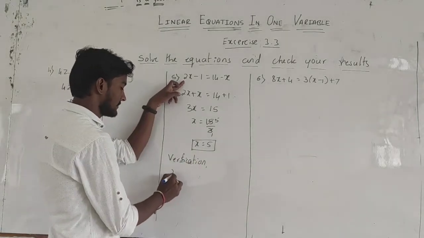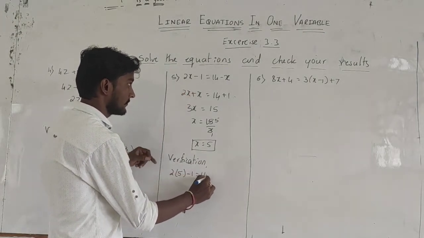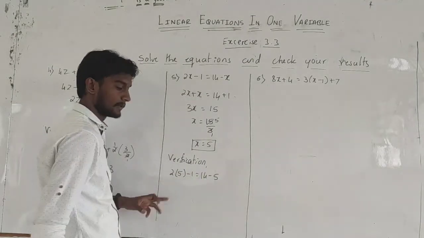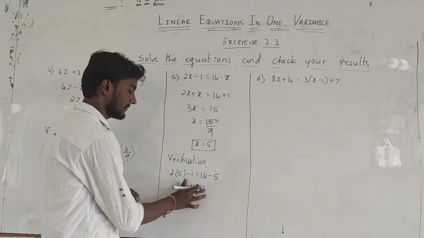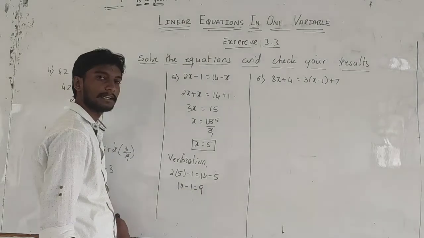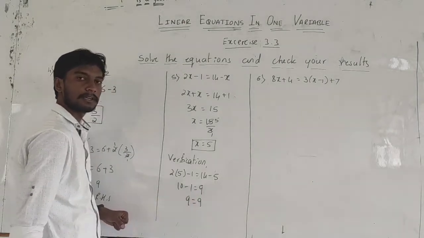In place of x, you have to substitute 5. 2x minus 1 is equal to 14 minus x, where you have to substitute 5. 2 5s are 10 minus 1, 14 minus 5. Which is equal to 9. In 14 if you subtract 5 you will get 9. 10 minus 1 is how much? 9 is equal to 9.